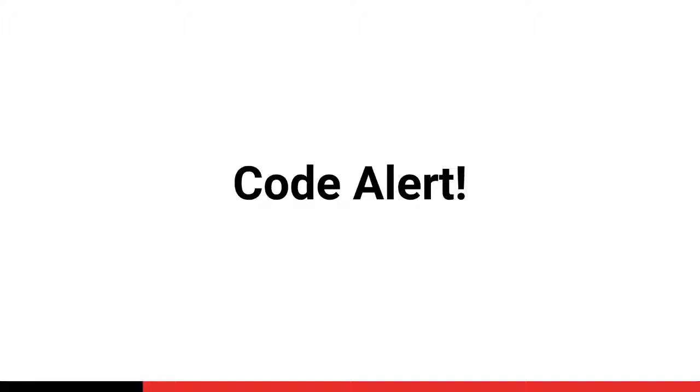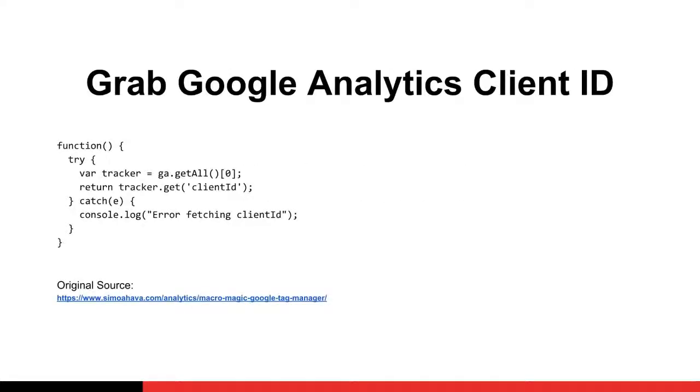I'm actually going to dive right into code. We're going to grab this particular custom JavaScript because I think it's a really good one to show you what this is like. This is the custom JavaScript variable that we pulled from Simo Ahava. He wrote a great post on macro magic for Google Tag Manager, back when variables were called macros. So that tells you about how long this has been around.